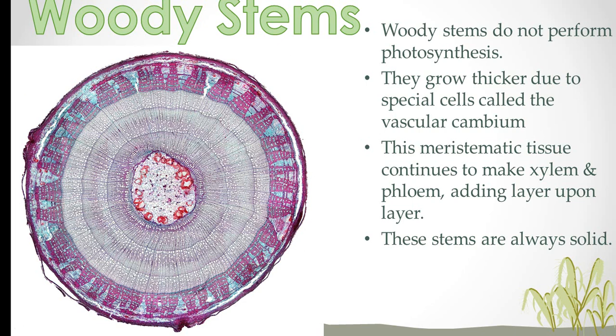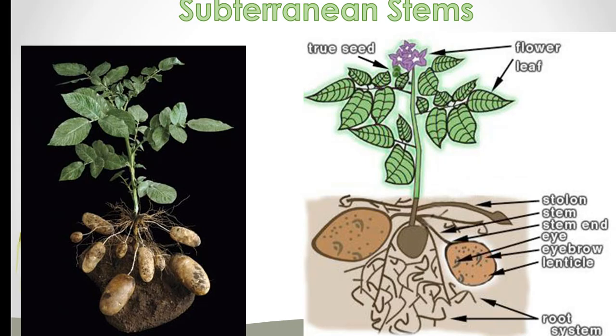So the meristematic tissue continues to make xylem and phloem, adding layer upon layer. So they're solid all the way through, and those layers can be seen year after year, right? They lay down what we call tree rings. These rings are formed that way. Pretty cool. There's also types of stems called subterranean stems.